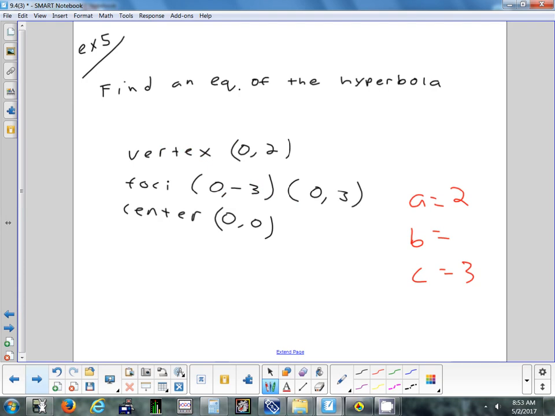Yeah? The transverse axis has to be vertical. Okay, the transverse axis will be vertical. Something else. Okay, it's not shifted. We know that because the center is 0, 0. But there's one more thing that I can automatically tell here because of symmetry.